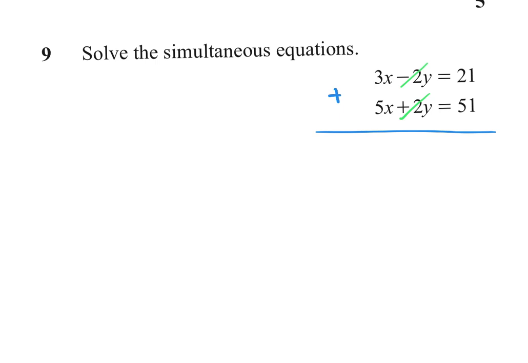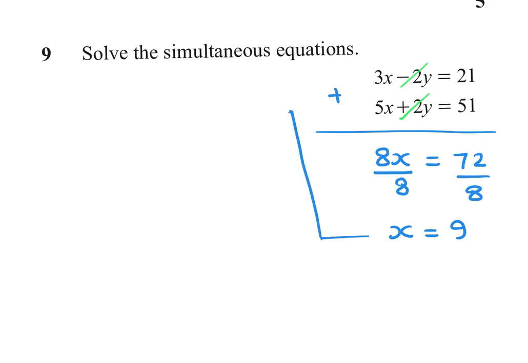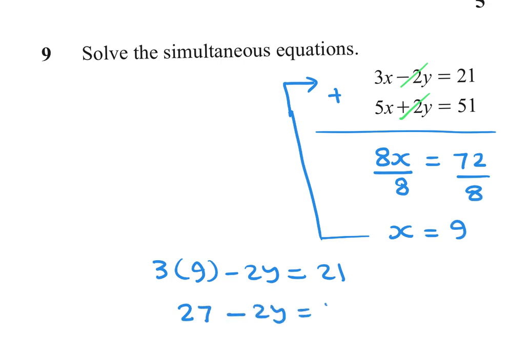So 3x plus 5x, 8x, equals 72. Now to find x, we divide by 8. 72 divided by 8 equals 9. Now x equals 9. How to find y? We substitute it in any one of the equations. 3 times 9 minus 2y equals 21. So 27 minus 2y equals 21.